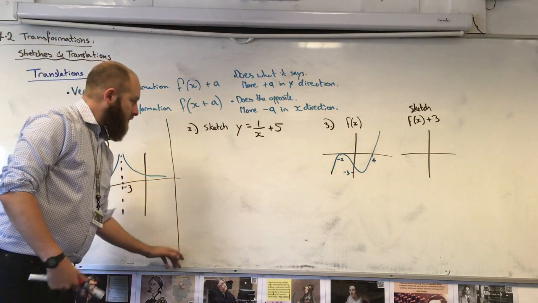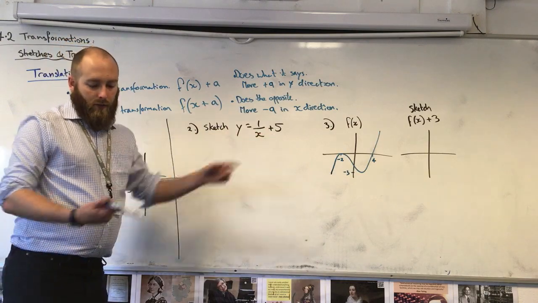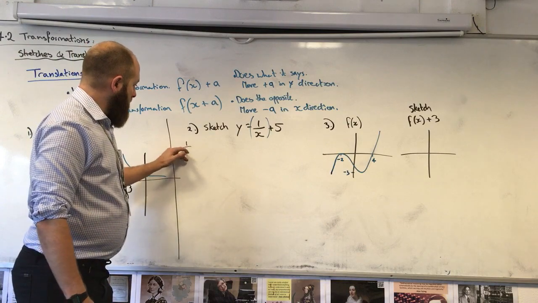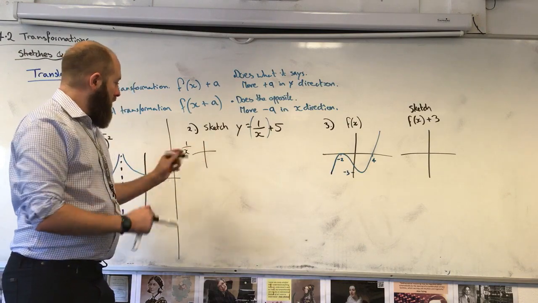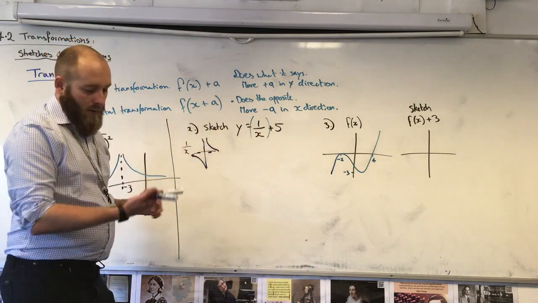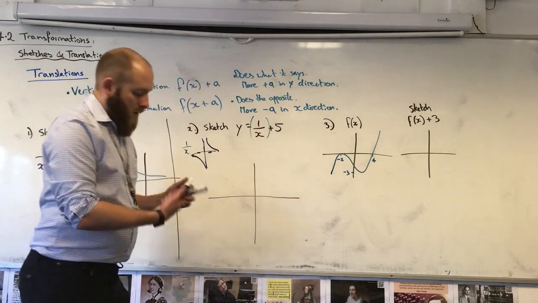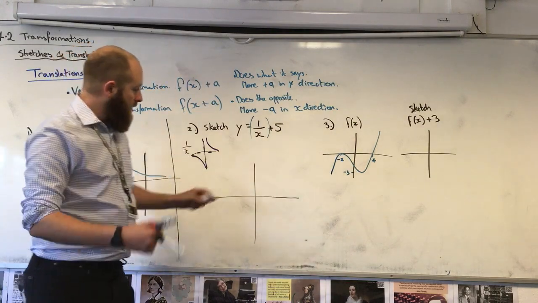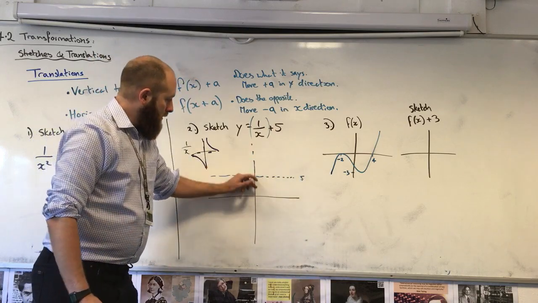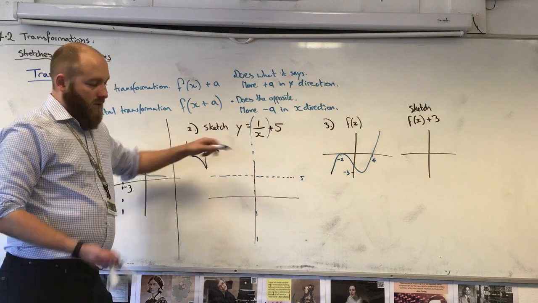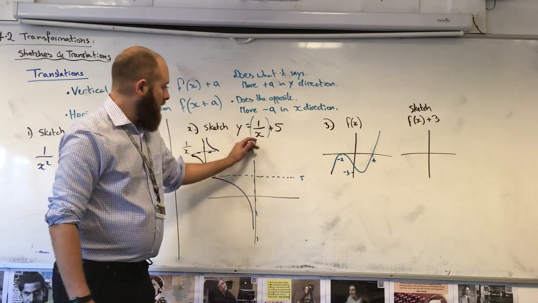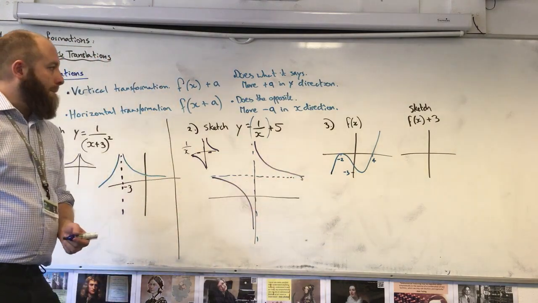Okay, next one. So a 1 over x graph with a plus 5 on the end. Our original function, remember you can draw a circle around it if you want, is 1 over x, which as a reminder looks like that. So we need to move that shape up by 5. Our asymptote is going to move up 5 first of all. The other asymptote doesn't change because it's only affecting the vertical points, and it's going to move the whole thing up by 5, giving us a curve that looks like that.